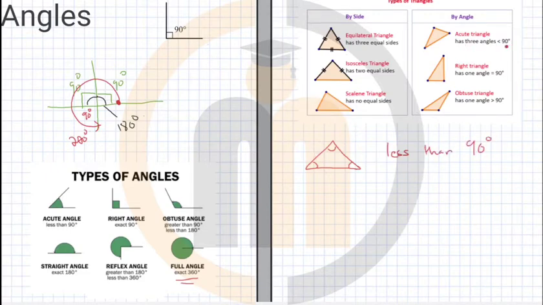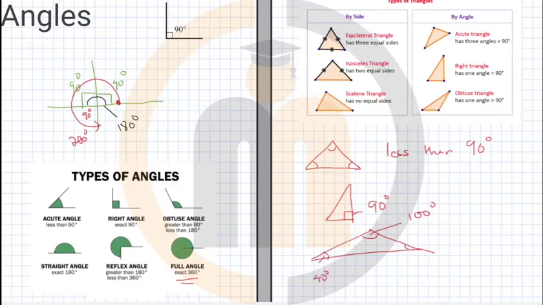If you read here, it has three angles less than 90 degrees. Now a right triangle would have one single angle that is 90 degrees. And lastly, an obtuse triangle would have one angle that is obtuse. Let's say, for example, this one is maybe 100 degrees, and the other two might be 40 degrees each. These two are acute. If you read here, it has one angle that is more than 90 degrees.